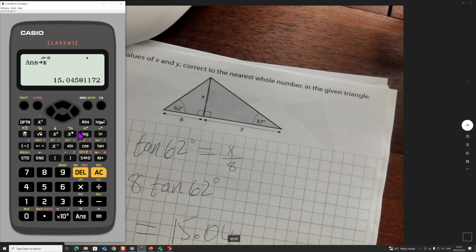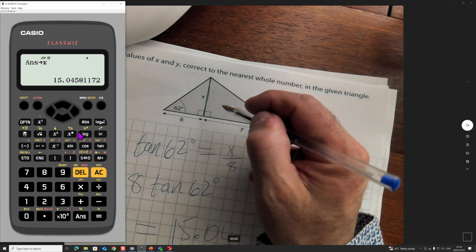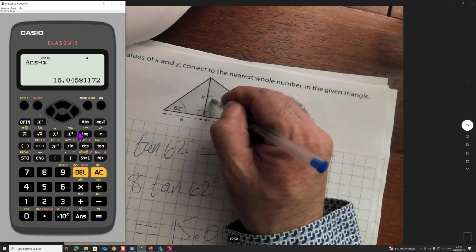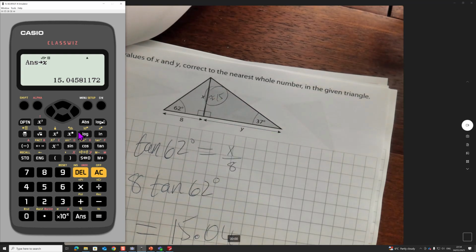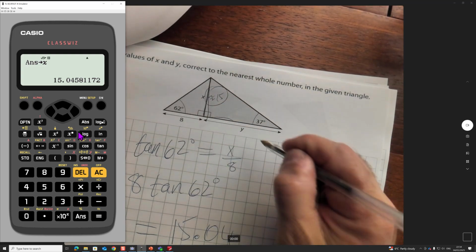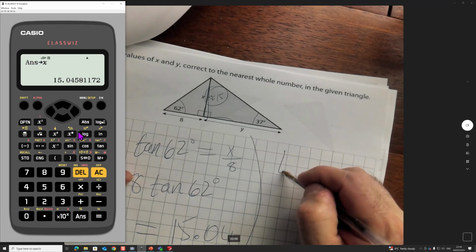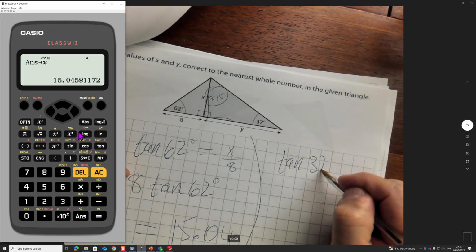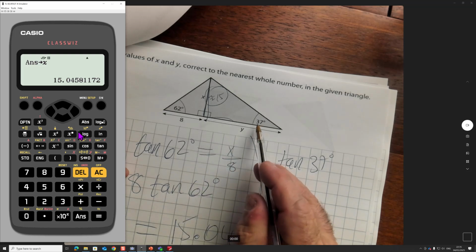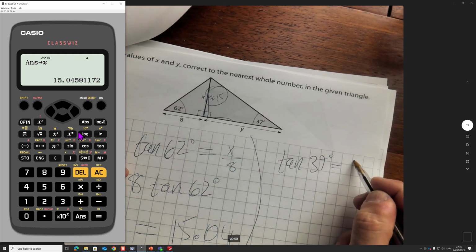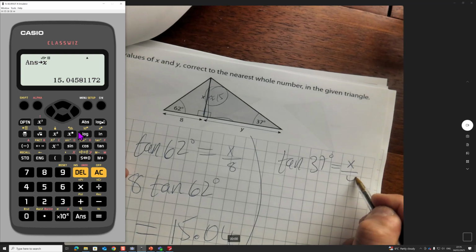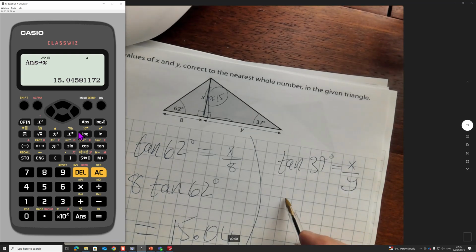Now we know it. Let's just say about 15, but we'll have the exact value in our calculator. And now what are we doing? We're seeing where does the 15 meet the y? It's another tan. So we'll say that the tan of 37 degrees equals x, which I know, over y, which I don't know. The y comes up, the tan goes down.